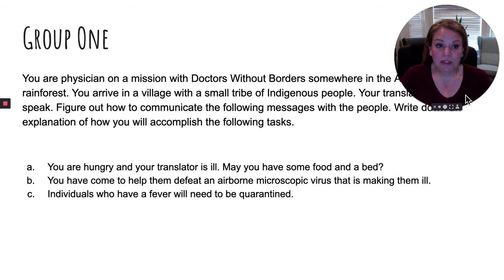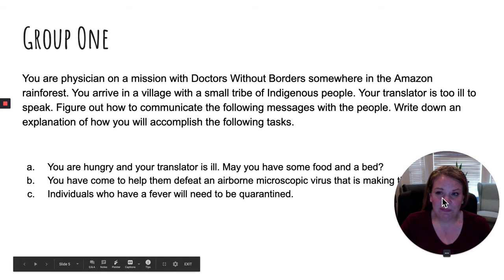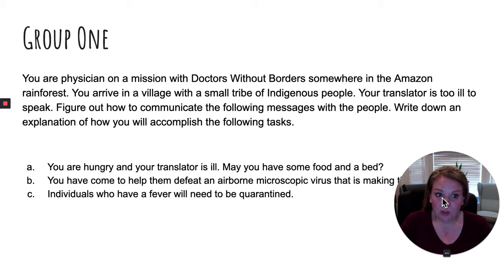Okay, I'm going to go over the different groups for you really fast and what each group is doing. And you can think about maybe which one your group wants to solve. The first group, you guys are doctors on a mission with Doctors Without Borders, somewhere in the Amazon rainforest. You arrive in a village with a small tribe of indigenous people. Your translator is too ill to speak. You need to figure out how to communicate the following messages with the people.